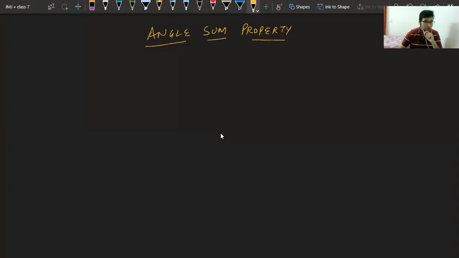Now see, in your book, they have written like this: M angle A, M angle B. Don't confuse with this. This M means measurement.